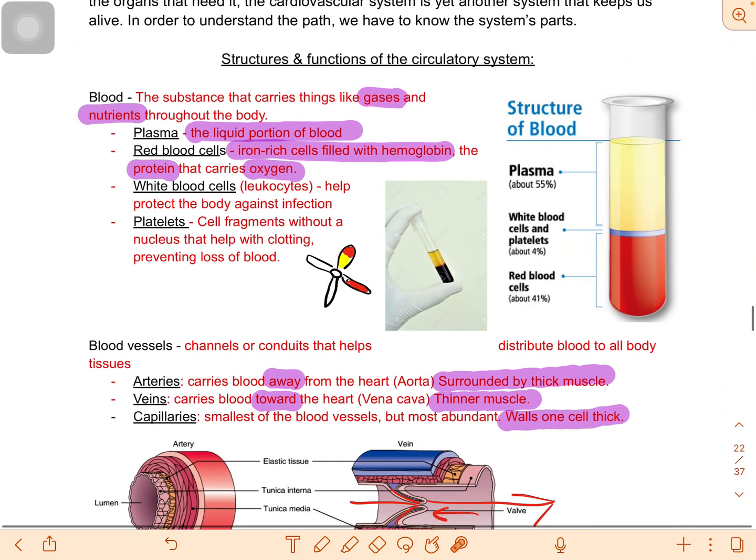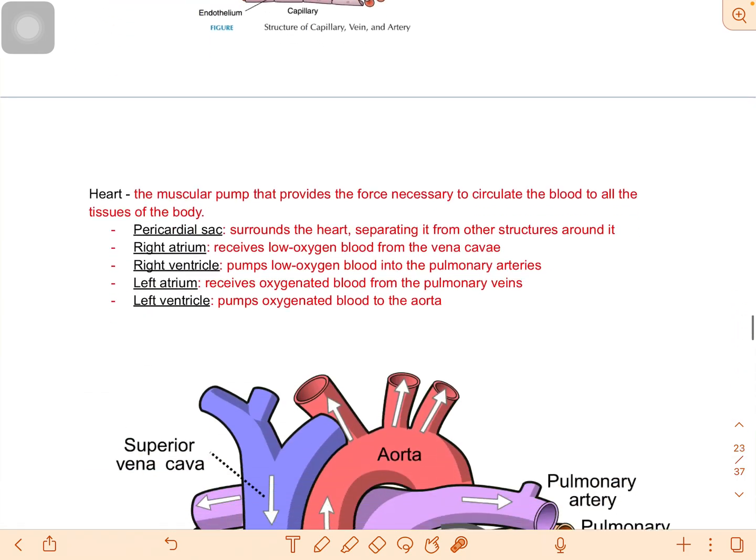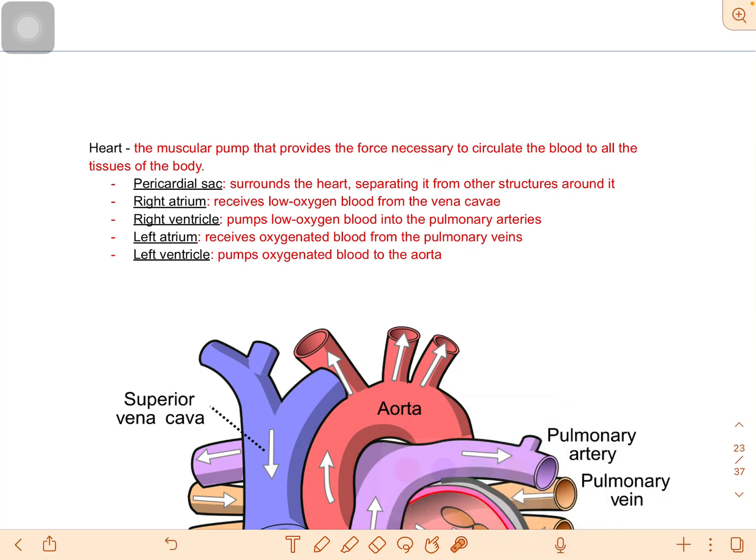Now, the main reason why we're studying the circulatory system, and this is the main part, is, of course, the heart. It is a muscular pump that provides the force necessary to circulate the blood to all the tissues of the body. Now think about where this blood has to go. It has to make it to my big toe.